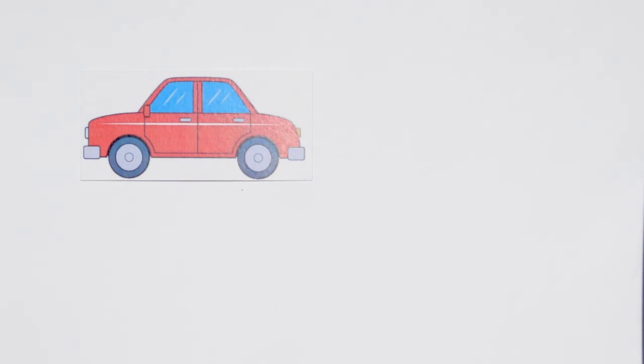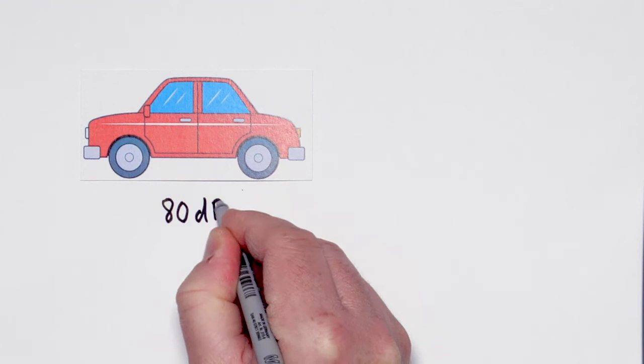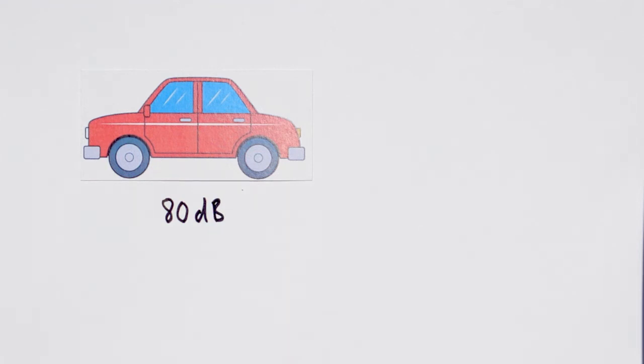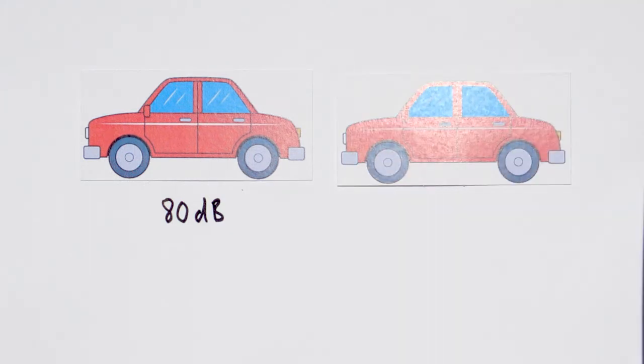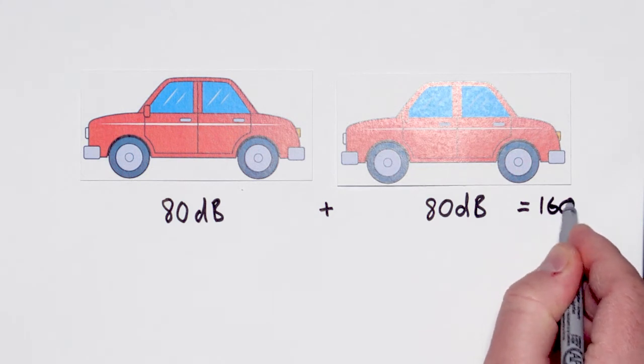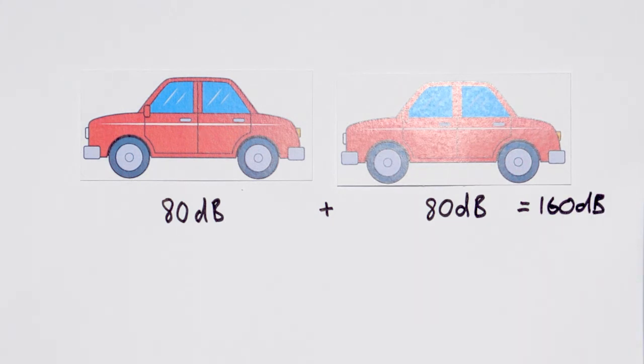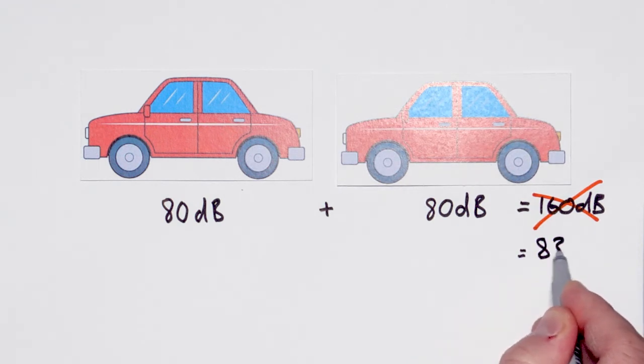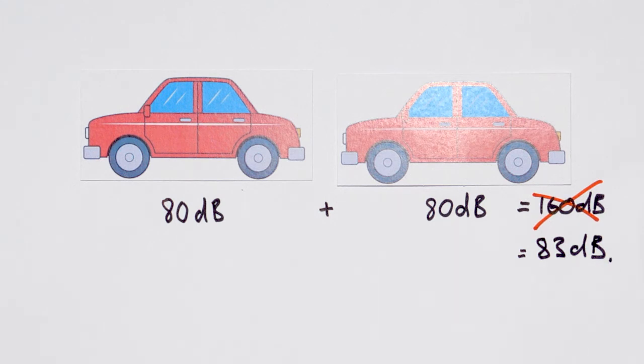If you have a car stopped at a traffic light and it's producing 80 decibels, and then you have another car pull up behind it, and it too produces 80 decibels, the two added together do not produce 160 decibels. 120 decibels is the threshold of pain. When two cars pull up behind each other, they don't get twice as loud. It actually only gets a little bit louder. 80 decibels plus 80 decibels does not increase to the painful 160 decibels. It actually increases to 83 decibels. It just gets a little bit louder.